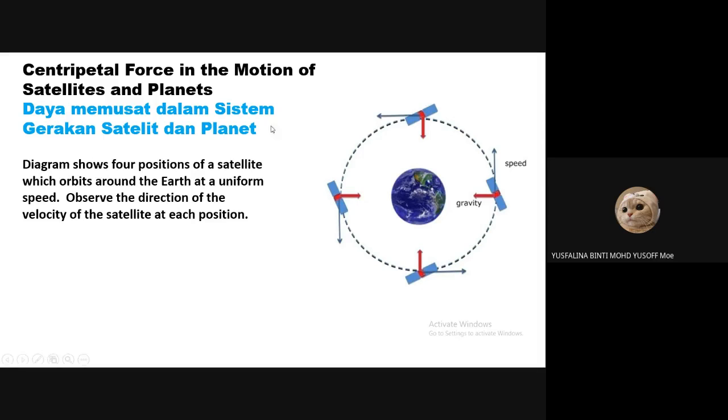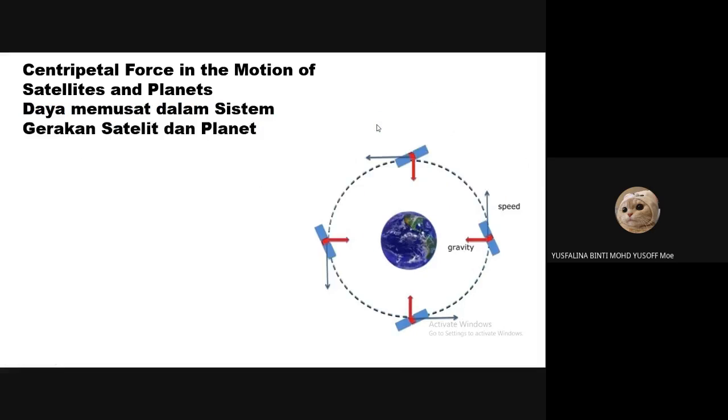Okay, so the gravity will pull you towards the Earth. But the velocity of the satellite will go in a straight line like this. So the gravity pull is at 90 degrees here, right? So the gravity will pull you to the Earth, and this is the velocity here. Right. So centripetal force in the motion of satellite and planet.